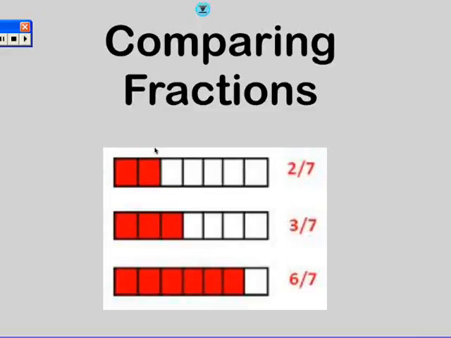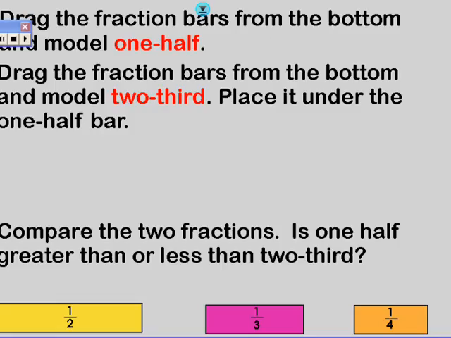So this video is on comparing fractions. So here we have 2/7, 3/7, and 6/7, and it's easy to see that 3/7 is bigger than 2/7, and 6/7 is bigger than 3/7. But the thing is, what if we don't have the same denominator on the bottom? That's what we're going to look at.